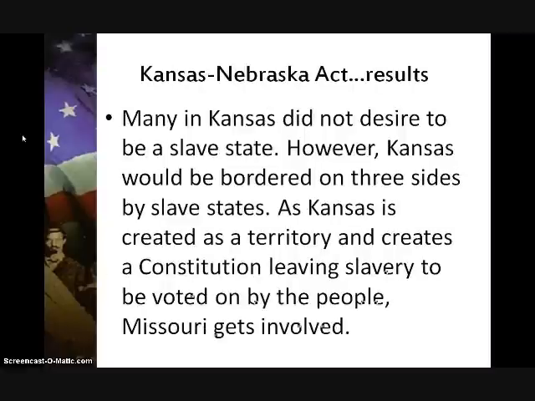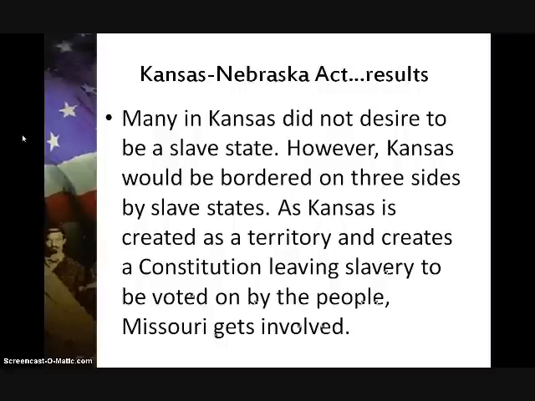Kansas-Nebraska Act results. Many in Kansas did not desire to be a slave state. However, Kansas would be bordered on three sides by slave states. Think about that for a second. Three sides by slave states. What can happen with those slaves if they want to run away? Remember what was one of the provisions of the 1850 Compromise.